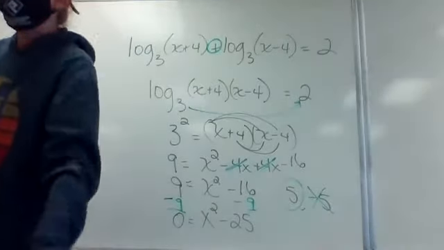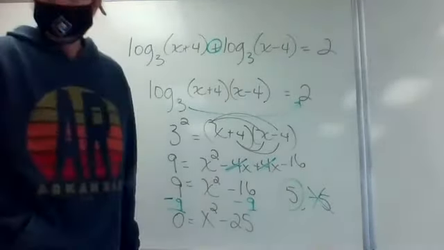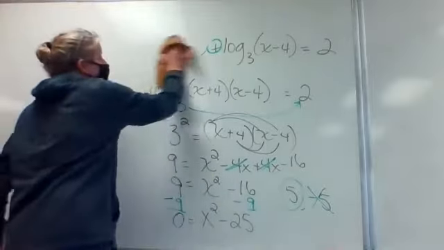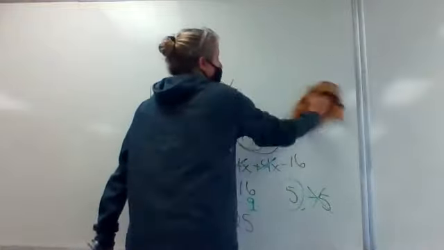Okay, now we're going to do 9.7. So I'm going to give you a formula. 9.7 is on what's called exponential growth or exponential decay.